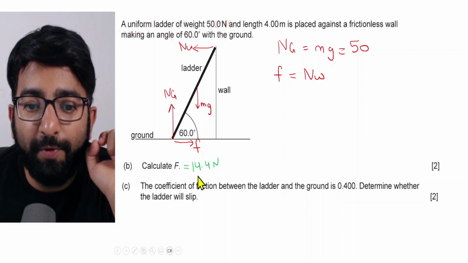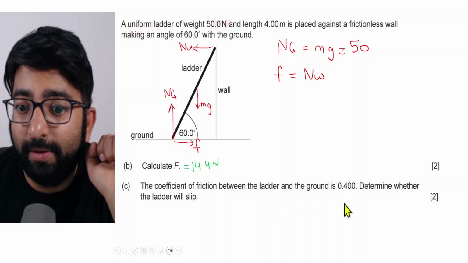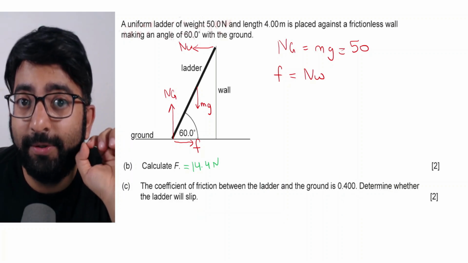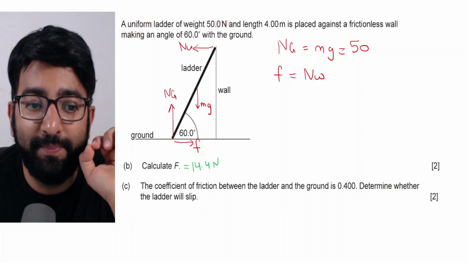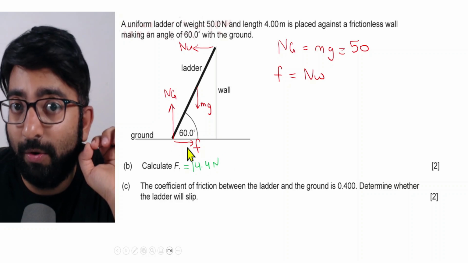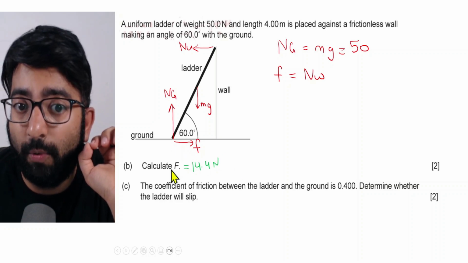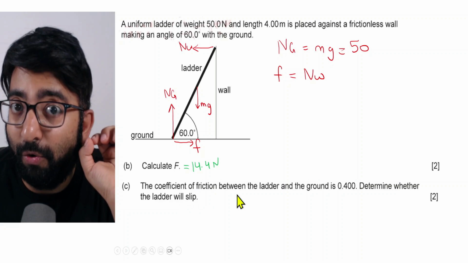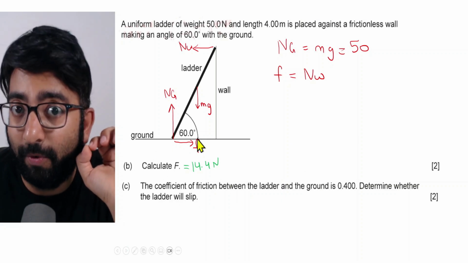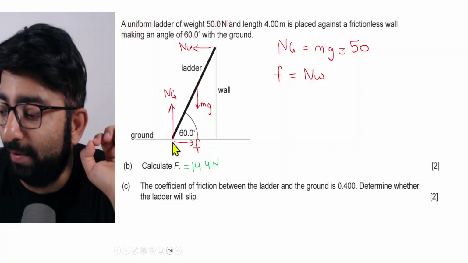In part C, the coefficient of friction between the ladder and the ground is given as 0.4. We need to determine whether the ladder will slip. So how do we approach such questions? In part B, we have identified the actual value of friction which is acting on the ladder, which is equal to 14.4 newtons. And using the coefficient of friction, we can find the maximum friction which the ground can provide on the ladder. So let's write down the formula.